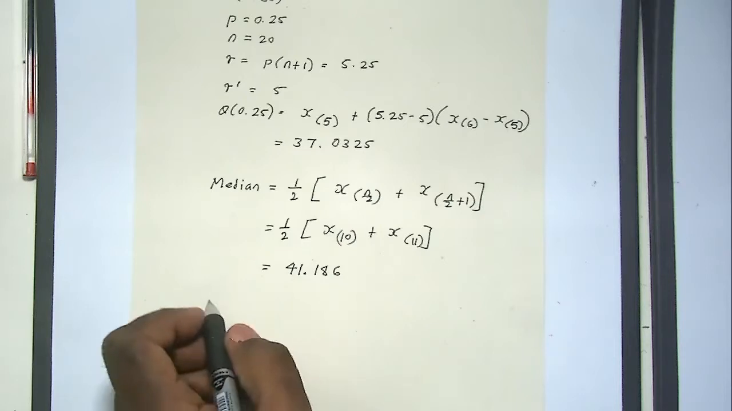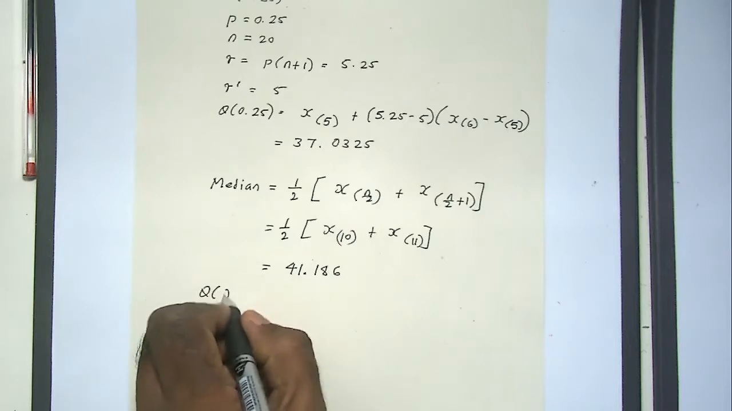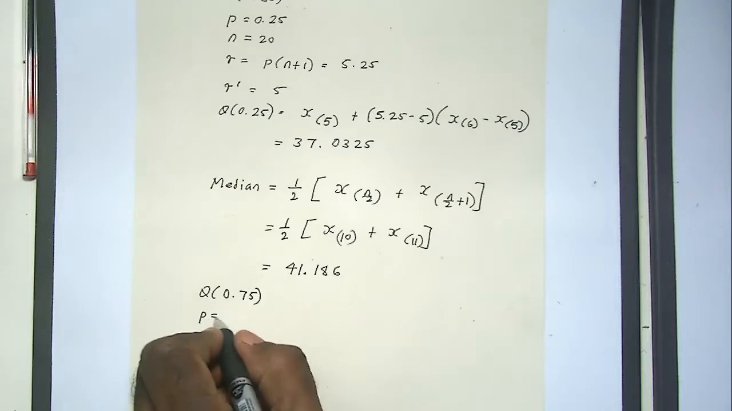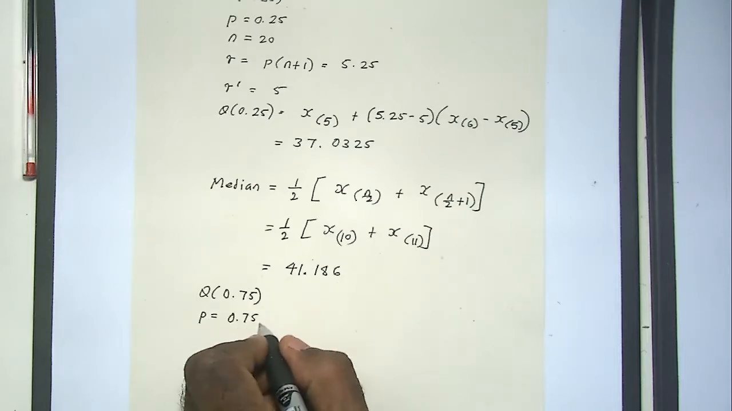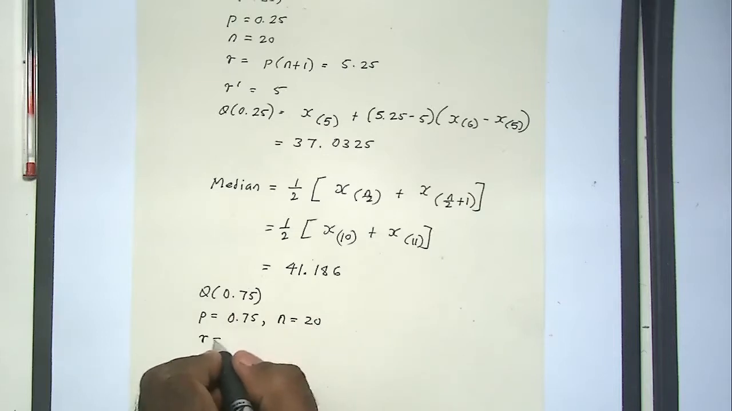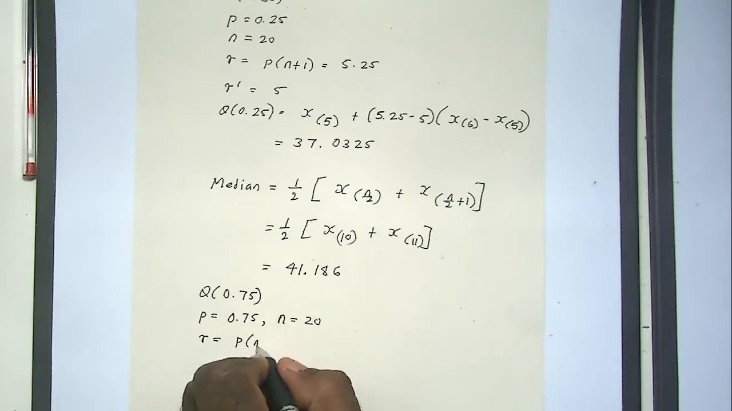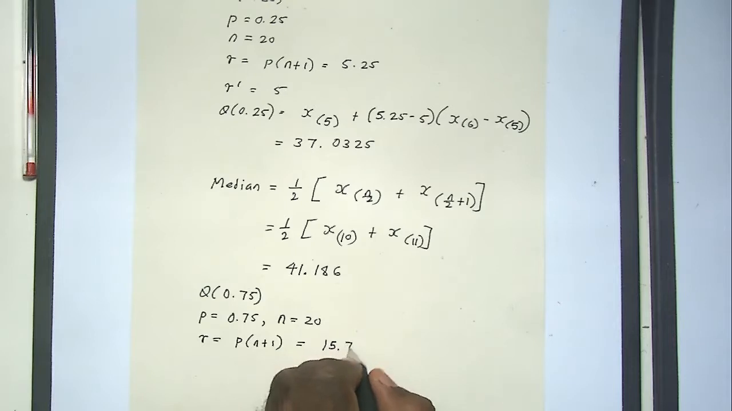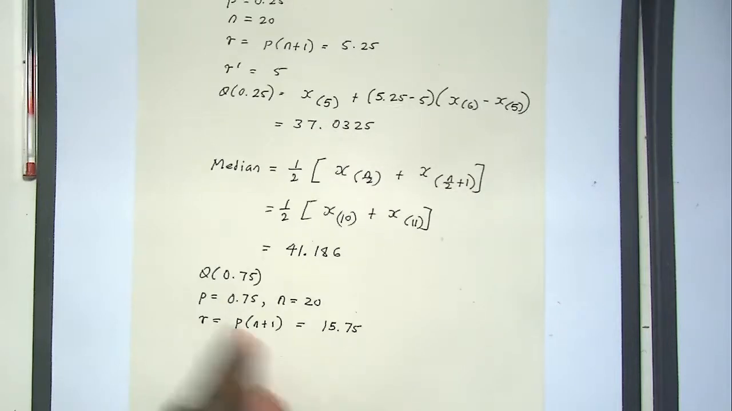The next one is the third quartile, which is Q at 0.75. So your P is 0.75, your N is 20, so your R is P times N plus 1, which will be 15.75. Okay, so your R prime is the integer part, which is 15.